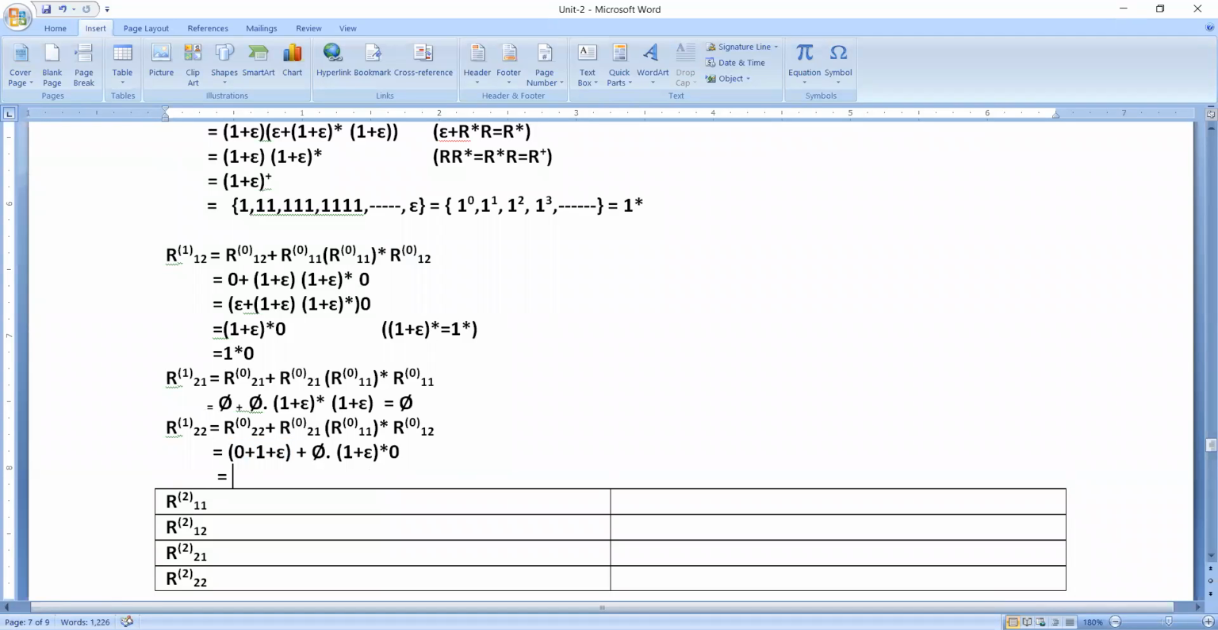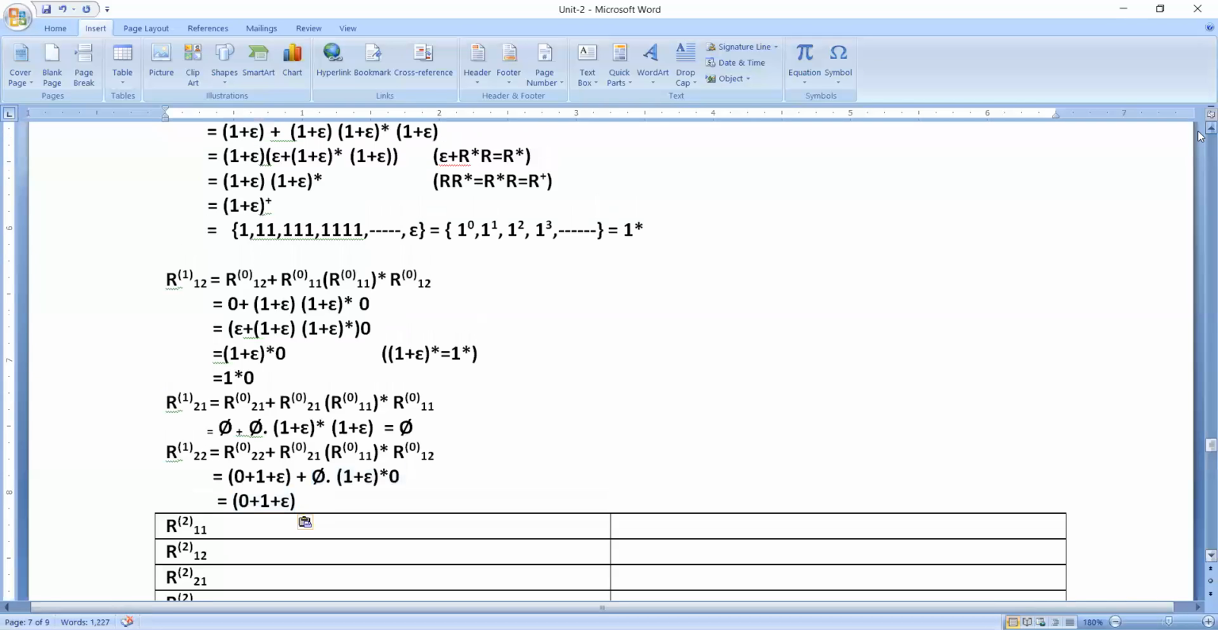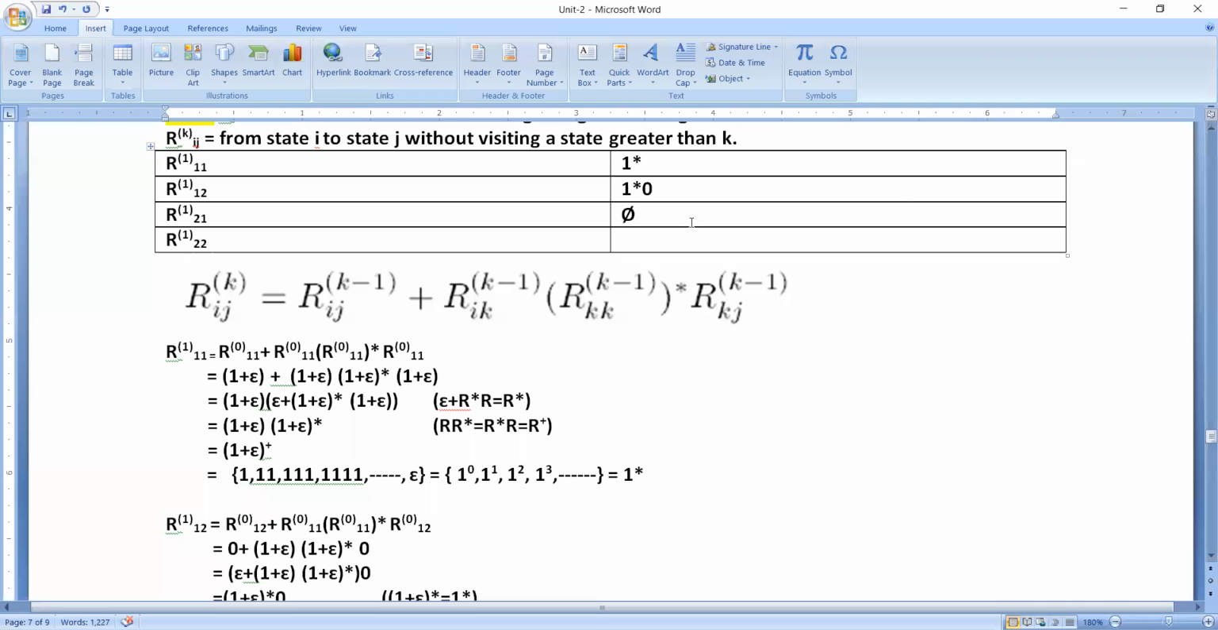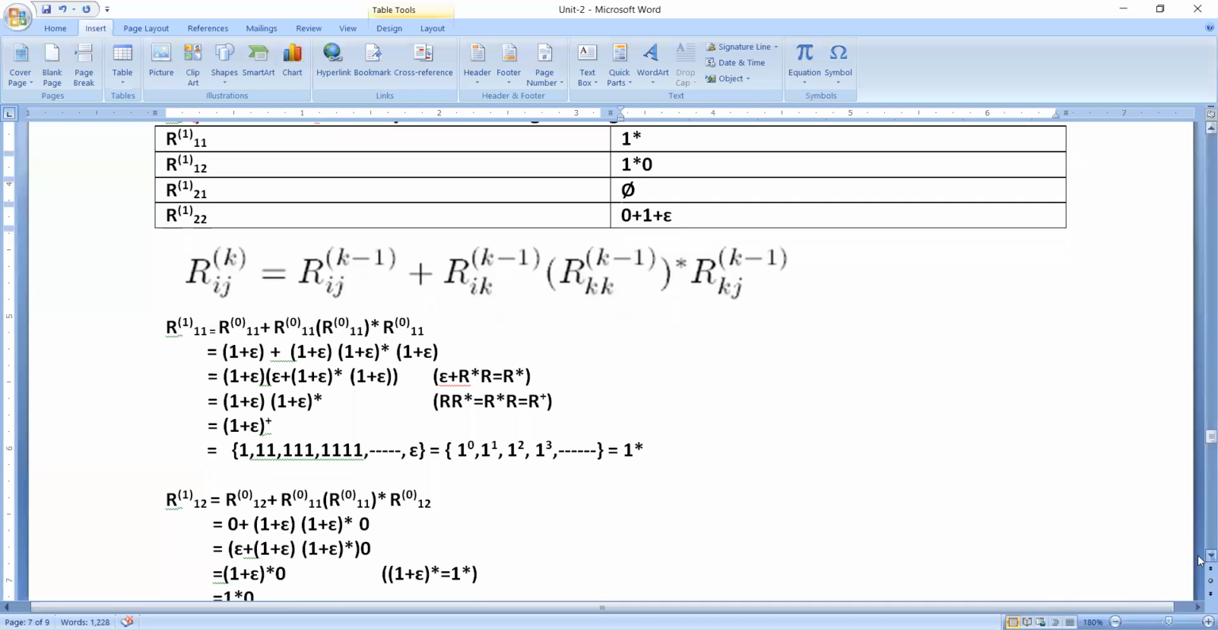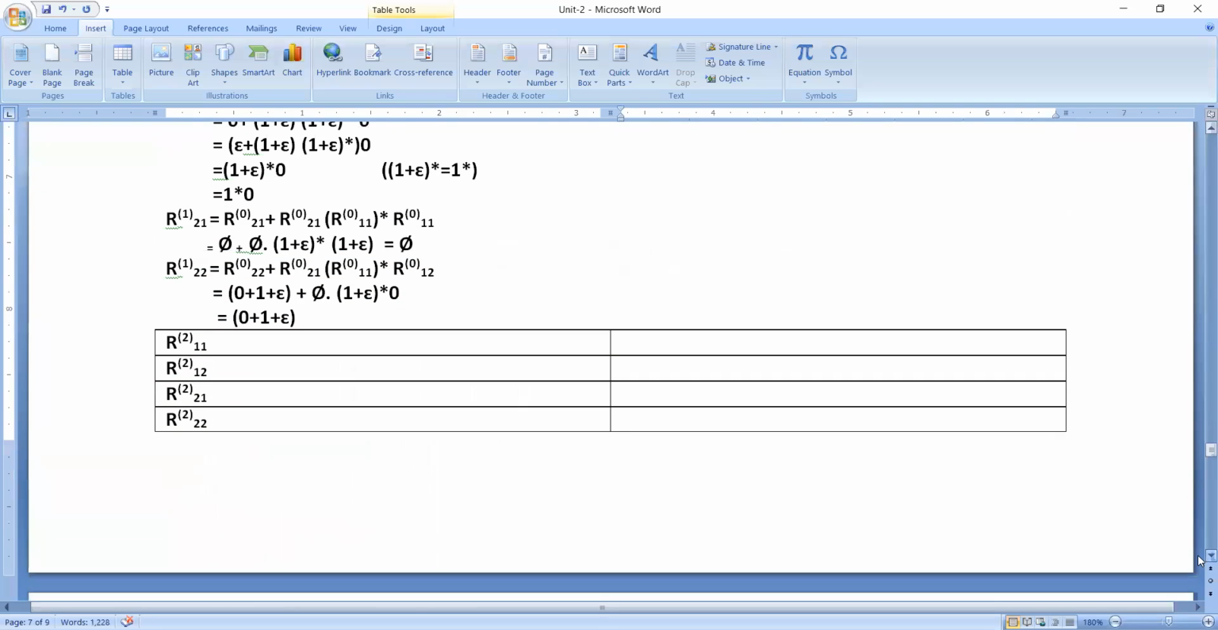Why will we get this 0 plus 1 plus epsilon only? The reason for that is when you multiply this 5 with this one, then it will result in 5. Okay, so now the answer will be 0 plus 1 plus 5. Right? Now that is the reason why we'll write over here 0 plus 1 plus 5. So this is going to be R22 power 1. Now we need to repeat the same process one more time for filling this table, R power 2 of 11. So now let's copy this.